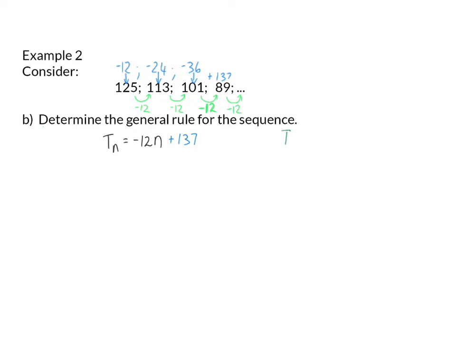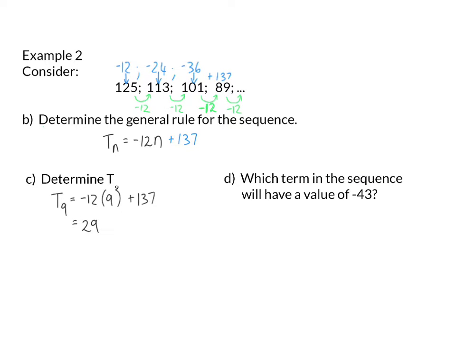Once again, you can remember to test your general rule, and I'm going to do that by determining the fourth term in the row. So I will change n to 4. This will give me the correct value of 89. Question C. Determine T9. Here we want to determine the value of the ninth term. So on the right, I'm also going to change the n to 9. This will give me a value for the ninth term of 29.